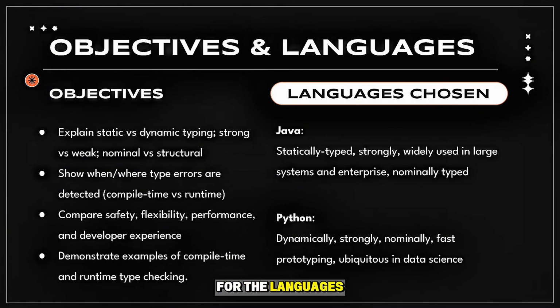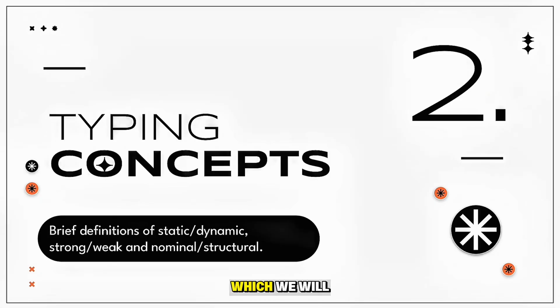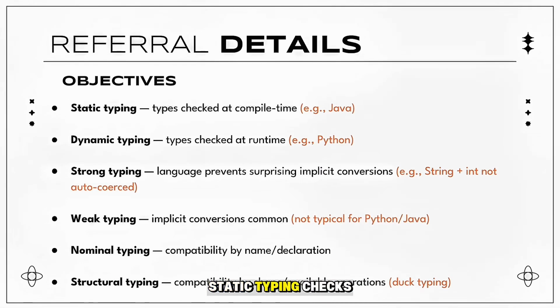And for the languages, we choose Java and Python because using these two languages, we will be able to show you the difference between these, which we will tackle a brief definition of these words and their differences, starting from static and dynamic. In simpler terms, static typing checks at compile time before runtime happens, while on the other hand, dynamic typing checks in runtime like Python. Next is the difference between strongly and weakly typed. You will be able to understand it more in our code discussion.